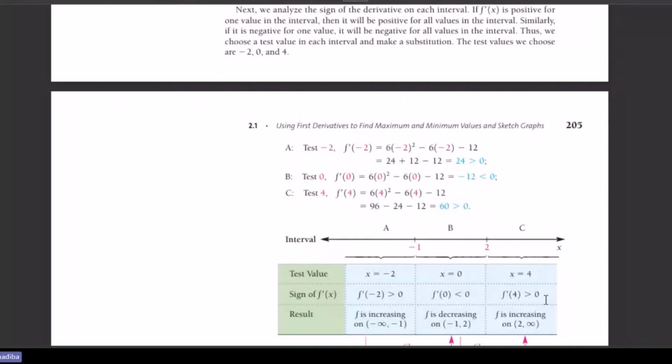Now we are going to the last row, our last row of the result. When we substituted -2 into the first derivative, we got 24, which is greater than 0. If that number is greater than 0, that tells you that the function is increasing over the interval. Remember, at the top you are having this interval, minus infinity and -1.